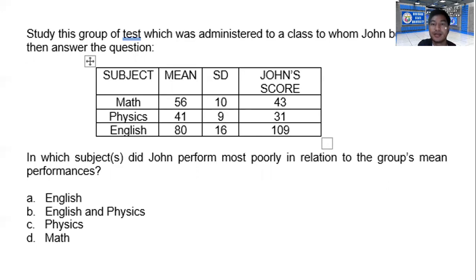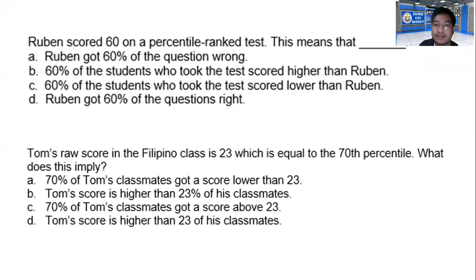And then for English, you have here the score is 109 minus 80 divided by 16. I think that's positive already, no? That's positive 1 something. So we will exclude English because it's positive. Let's look at physics and mathematics because what we are looking for is poor performance. Kung si gamay ang negative 1.3 or negative 1.1? It is negative 1.3 and it is mathematics. So the subject in which John performed most poorly is mathematics.